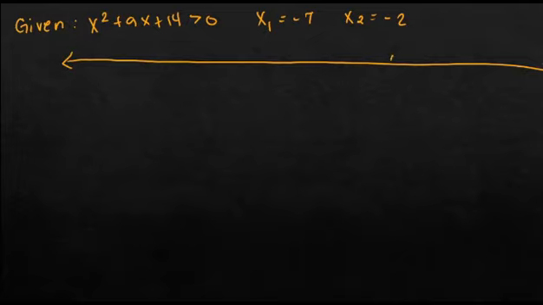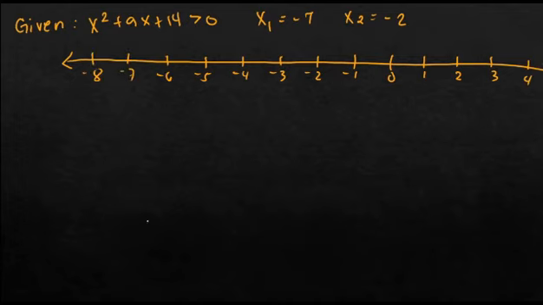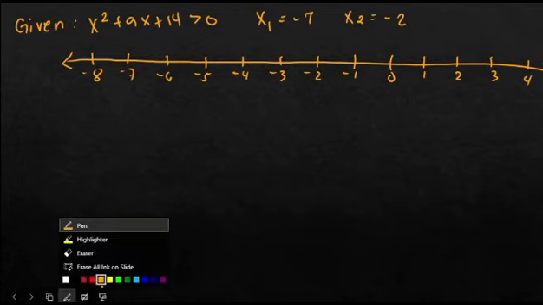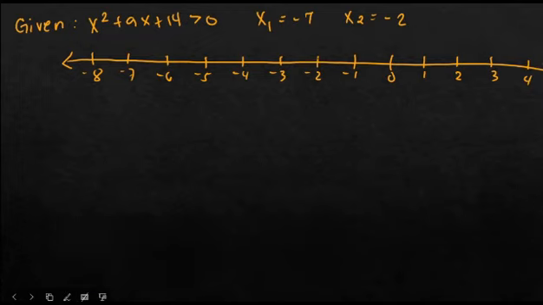Lakihan lang natin sa negative side kasi parehas negative yung ating solutions. So we have negative 1, negative 2, negative 3, negative 4, negative 5, negative 6, negative 7, and negative 8. Then let's plot the points. Negative 2, tapos negative 7.